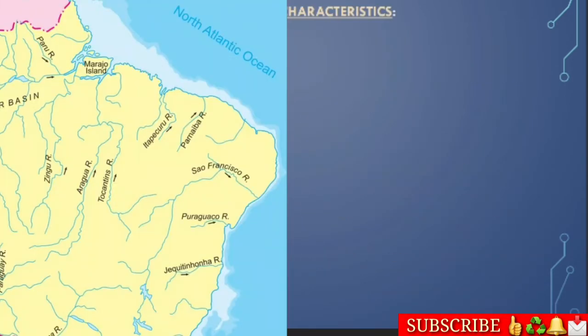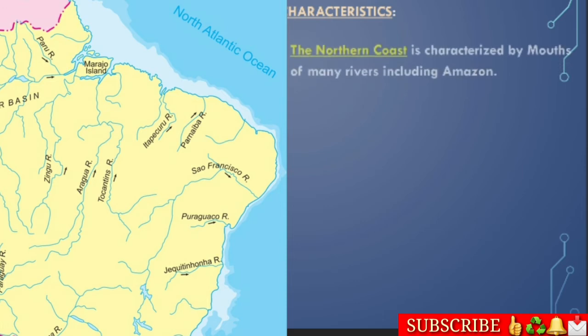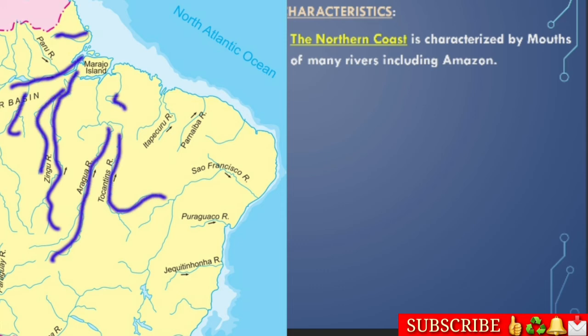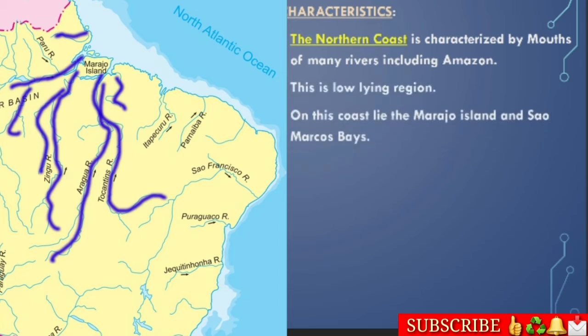Okay students, now let's try to understand the characteristics of the coast. The northern coast is characterized by mouths of many rivers including the Amazon. Yes students, here we can see the northern coast is characterized by the mouths of many rivers including the Amazon. Here we can see the longest river is the Amazon. Students, this is a low lying region. On this coast lie Marajó Island and São Marcos Bay.